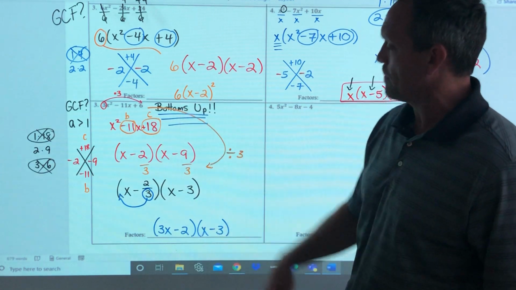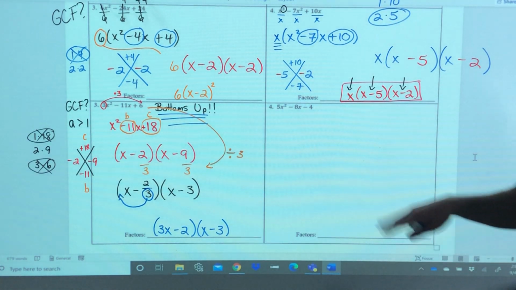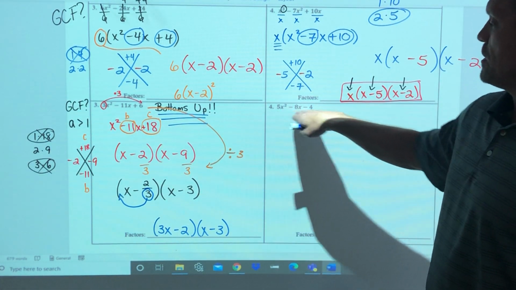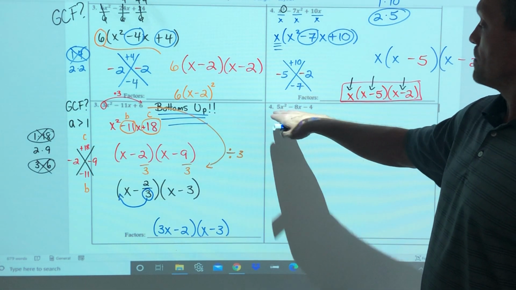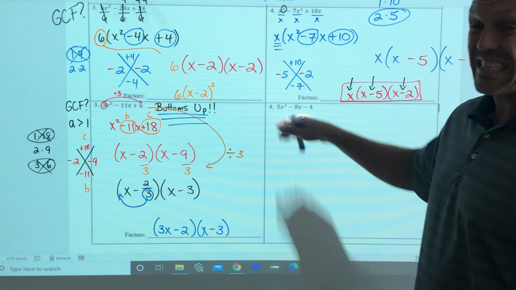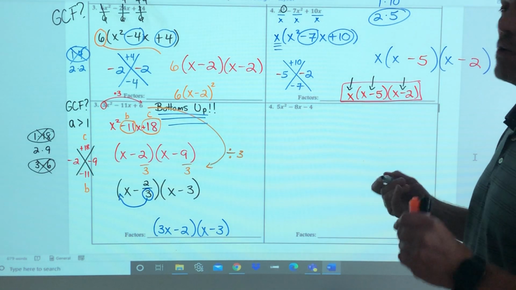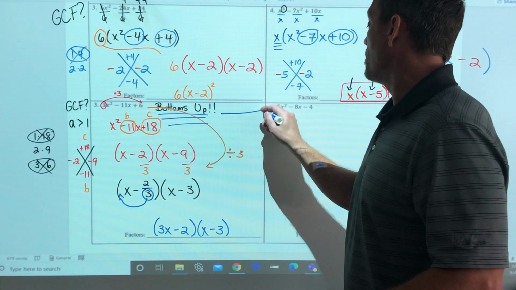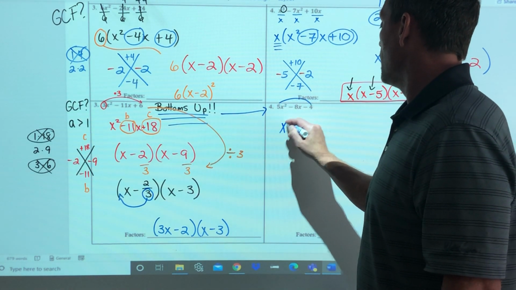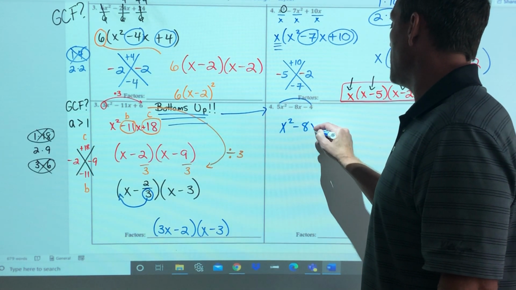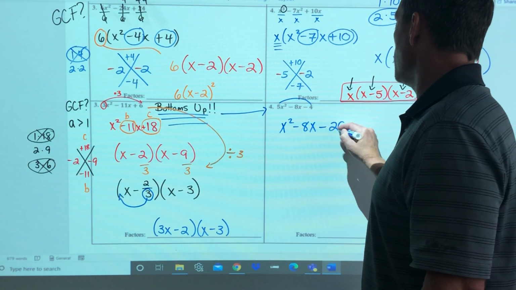They're stacked on top of each other now. It's kind of kooky. All right. So is there a GCF? There is not. Is my a equal to 1? It is not. So I know I'm going to use bottoms up. Multiply that 5 times 4: x squared minus 8x minus 20.